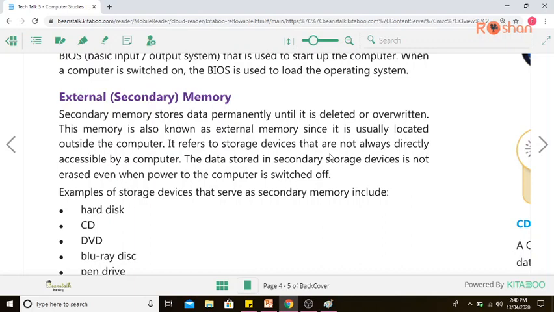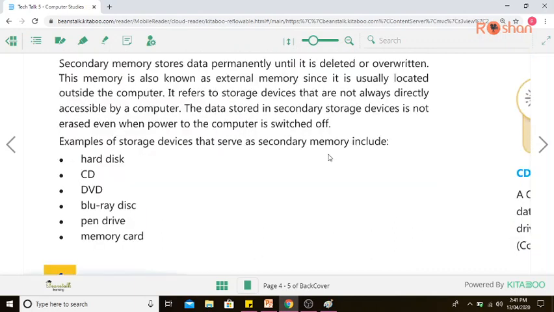If you are saving your photos, birthday photos or wedding photos or whatever it is, that photo is always kept in your computer. Once the power is off, your photo is still there because it's stored in the secondary storage device. In secondary storage, there are some categories: hard disk, CD, DVD, Blu-ray disc, pen drive, and memory card. The hard disk is common in all computers and laptops.